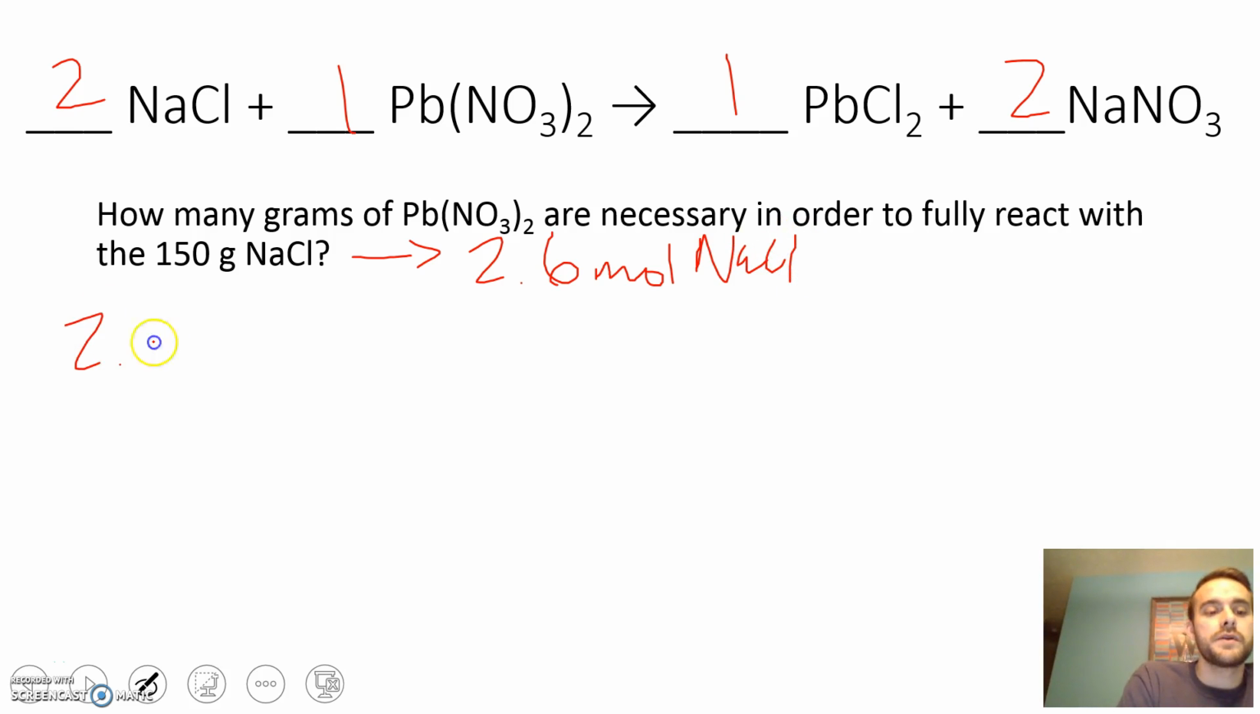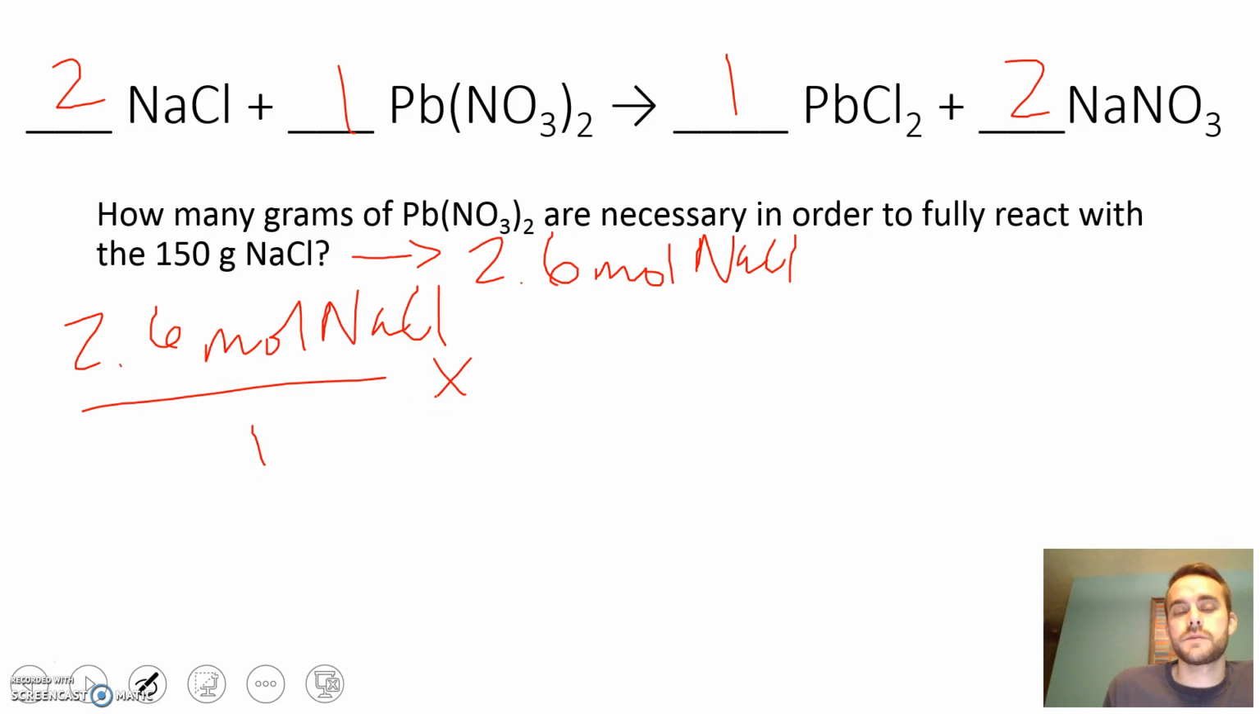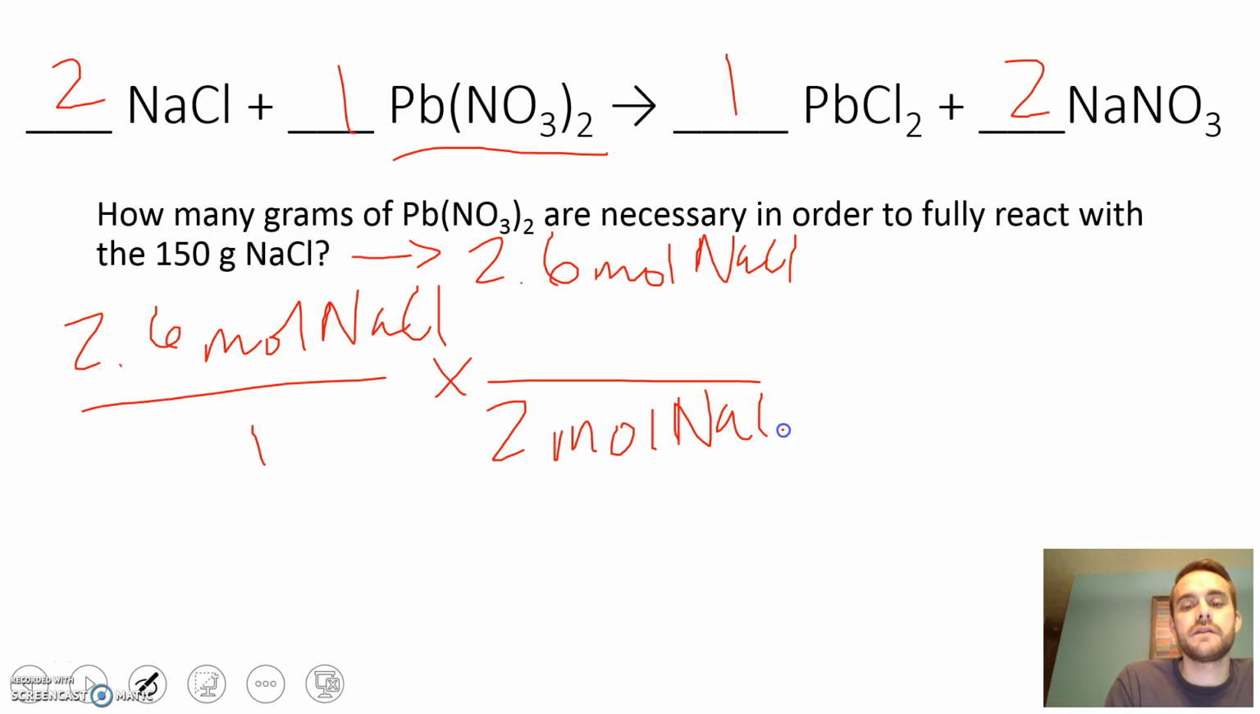Okay, so I'm going to put 2.6 mole NaCl over 1, and I'm going to multiply that into lead nitrate. I'm going to convert to lead nitrate in moles, and then convert moles of lead nitrate into grams, just to figure out how much of each we would need for our reaction. So in order to do that, I use my ratio. For every 2 moles of NaCl, I have to use 1 mole of lead nitrate, Pb(NO3)2.